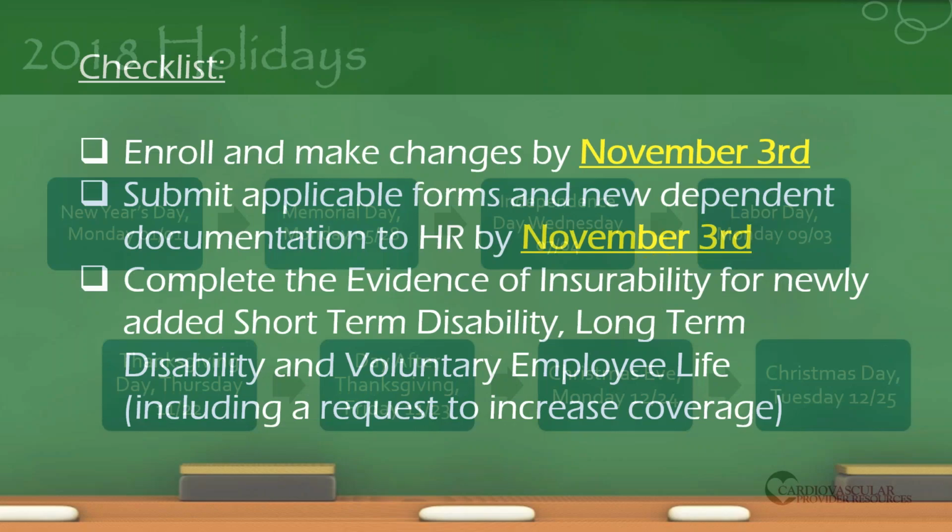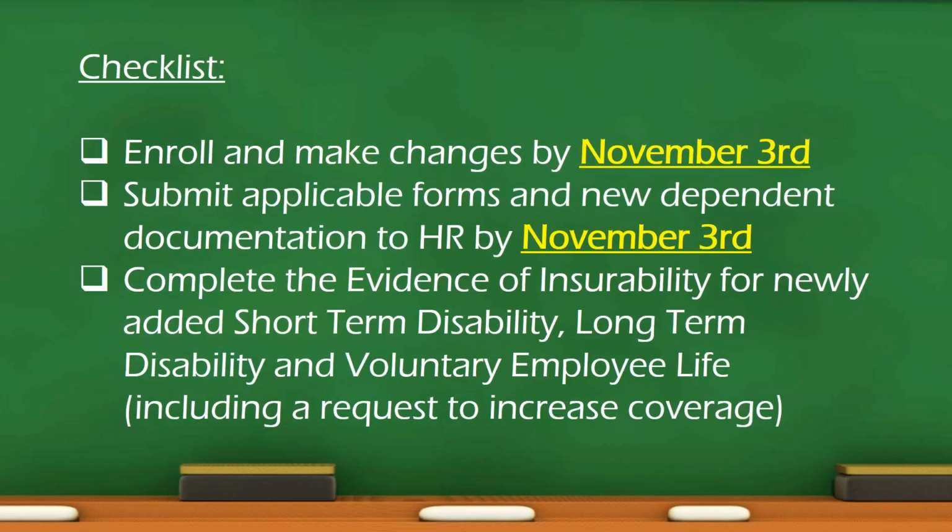All right, our checklist. Enroll and make changes by November 3rd. Submit application forms and new dependent documentation to HR by November 3rd. Complete your evidence of insurability, or EOIs, for any newly added short-term disability, long-term disability, voluntary life, including your request to increase your coverage for voluntary life as well.